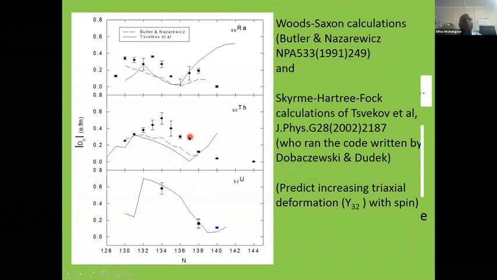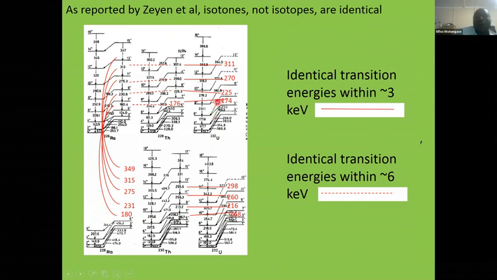We then also compared the dipole moment data with the calculations, the Wilson calculations, and they agreed very well, except that at the very heavy nuclei, the calculation overestimates the data. You see, it's going high here compared to the data, more especially in the radium and the thorium. And what we also notice is that it is the isotones, not the isotopes, that have similar energies.